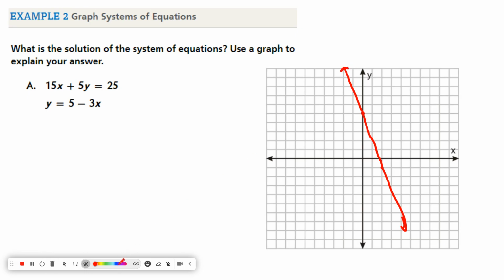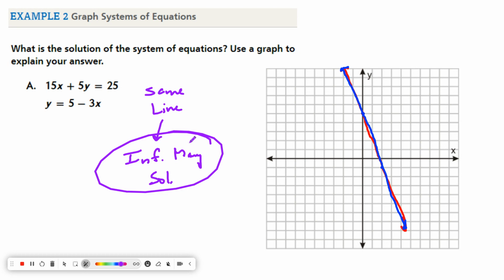Now for the second line, I'll use blue, but it's the exact same line. So it's going to be right on top of it using the same exact 2 points and connecting them as best you can with a straight line. So in this picture, I'll use purple, these 2 lines are the same. Same line. When your 2 lines are the same, that means that they intersect everywhere. And if you think about those special solutions, if they intersect everywhere, that's going to be infinitely many solutions. Okay, so be aware of this special case when it comes to graphing.